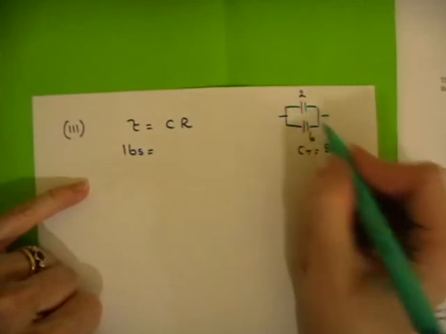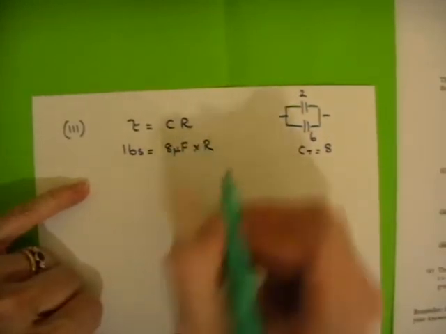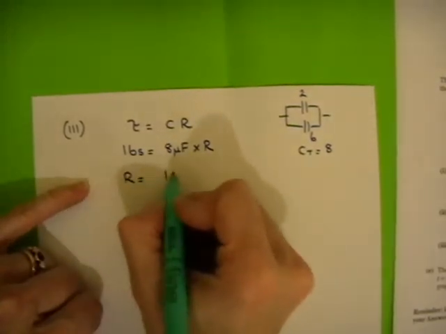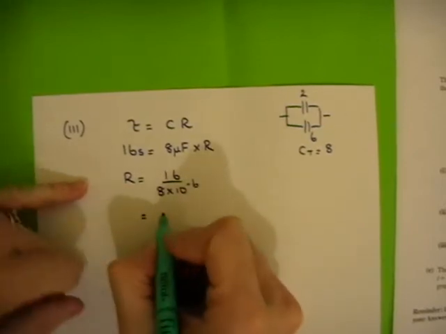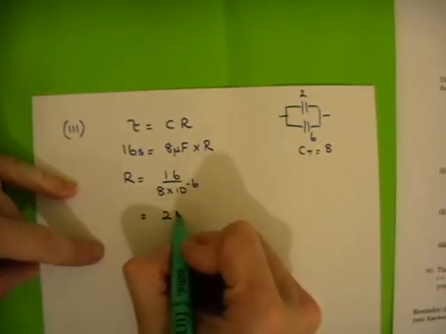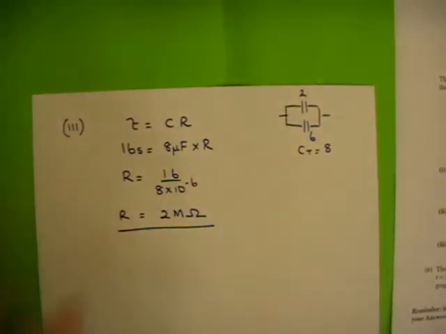CT is equal to 8. You just add them because they're in parallel. So it's 8 microfarads multiplied by R, which we're trying to find. And so R comes out to be 16 over 8 times 10 to the minus 6, which is going to give you 2 megaohms. And that's what your resistance comes out to be there.